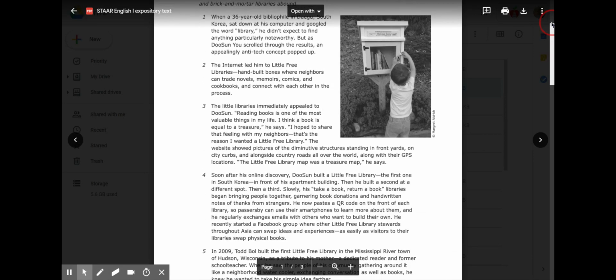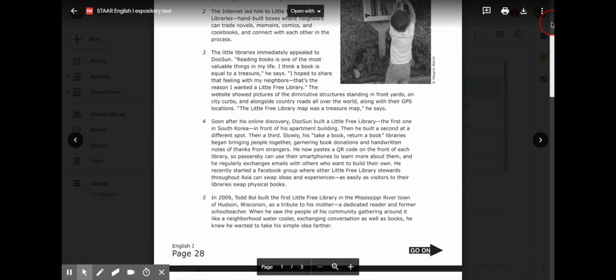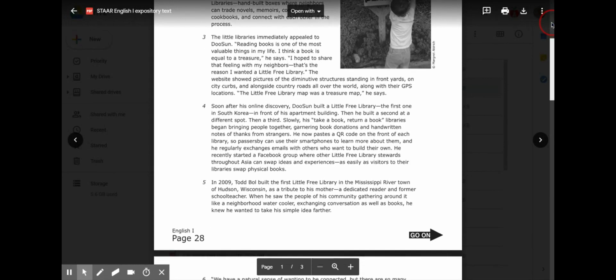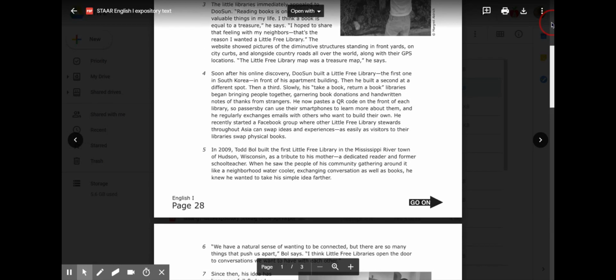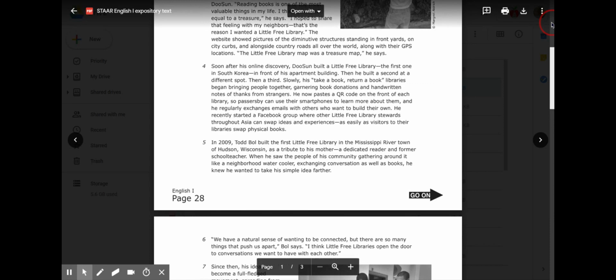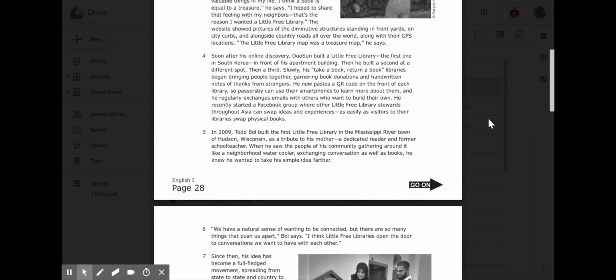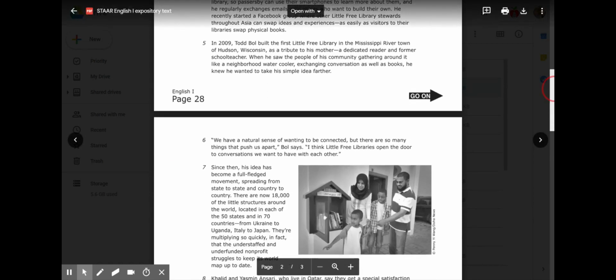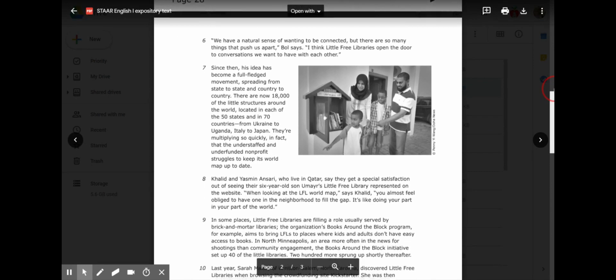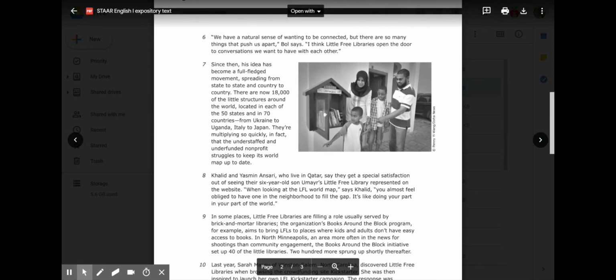So as we proceed through the text, you're going to notice some markers to give you a hint at the organizational pattern. It transitions, and it seems like it transitions in a chronological sense and across different times and spaces. So it's talking about South Korea, it talks about Wisconsin, and the expansion of what these libraries have to offer. It says at the bottom of paragraph 6, "I think little free libraries open the door to conversations we want to have with each other."